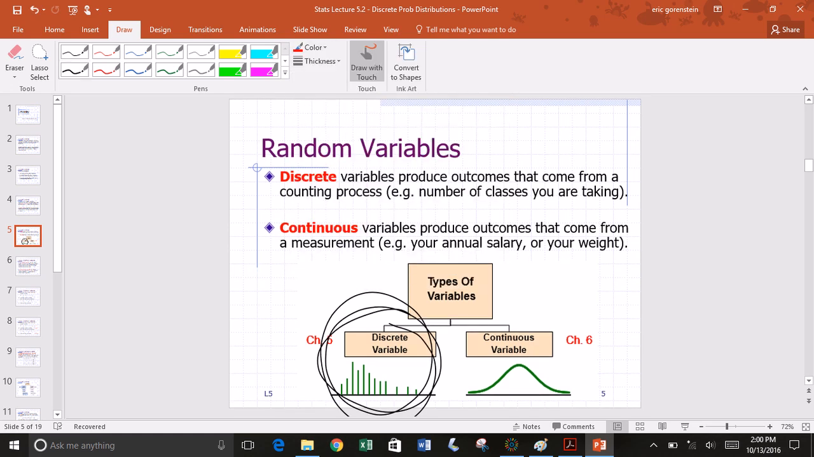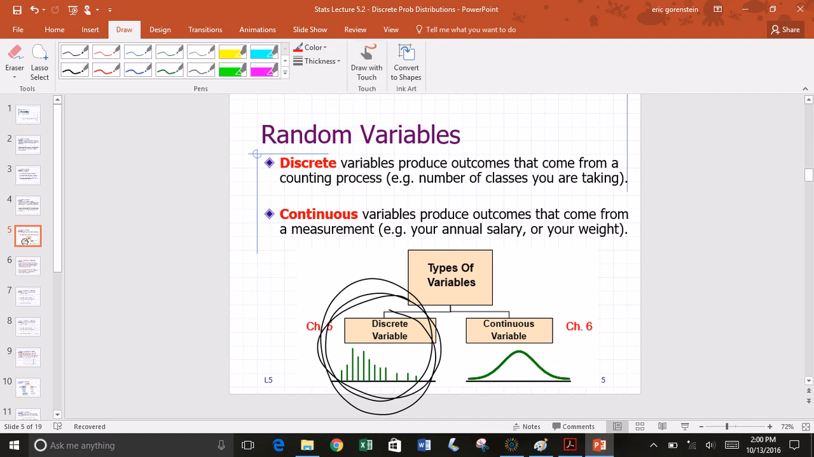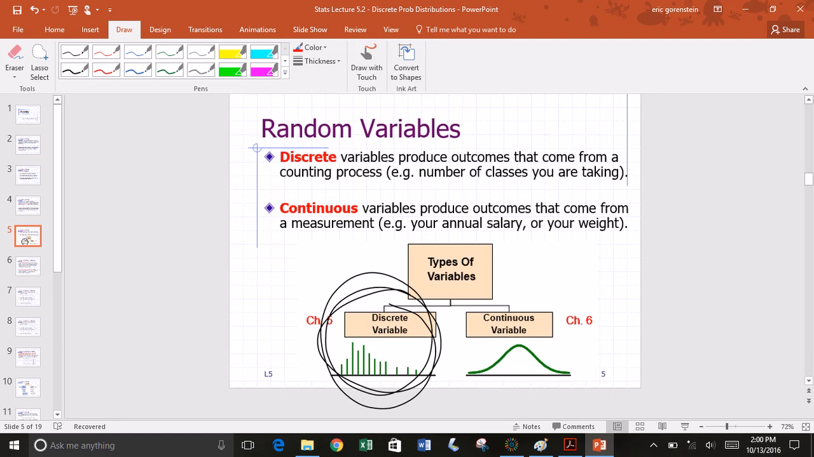So let me switch here. Ignore this. Ignore the chapter 5, chapter 6. That's left over from a previous class.